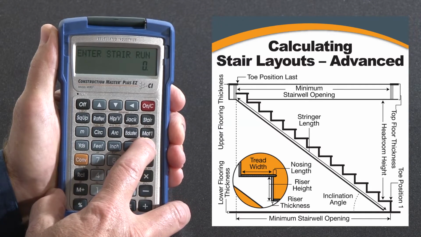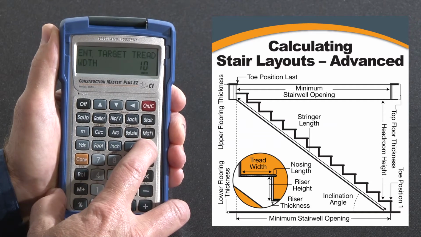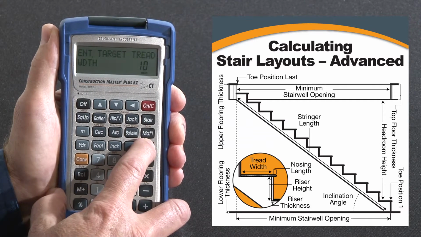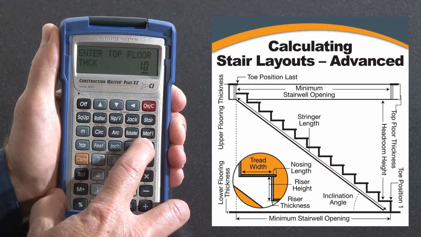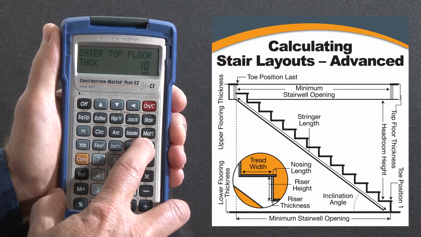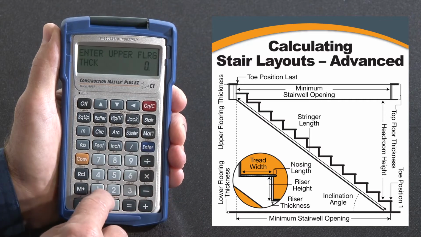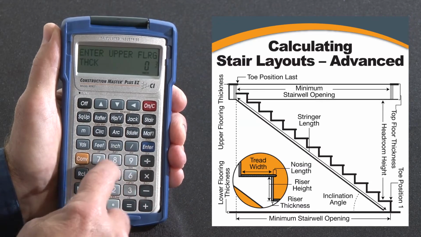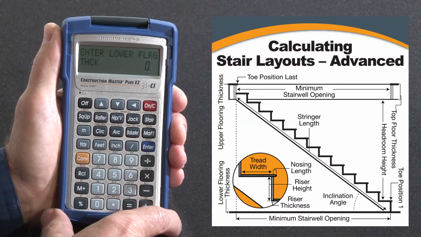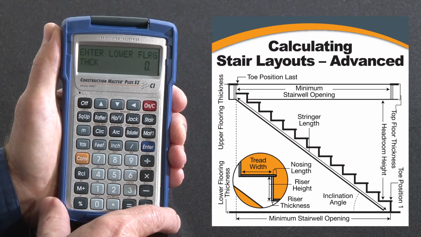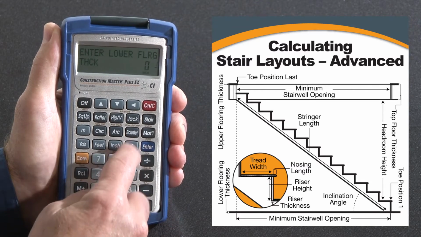The stair run, we're going to say there's no horizontal constraint, no run needed for this one. The target tread width of 10 inches is fine. The top floor thickness default is 10 inches. That's good. And the headroom, 80 inches, is good as well. The upper flooring thickness, we're going to say we have 3/4 of an inch thick flooring at the top. And the lower flooring thickness, we're going to go with a 1/2 inch thickness on the bottom.